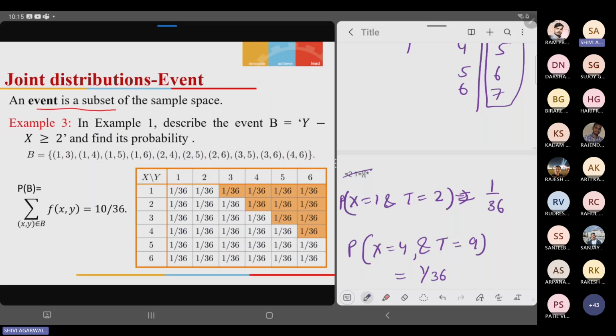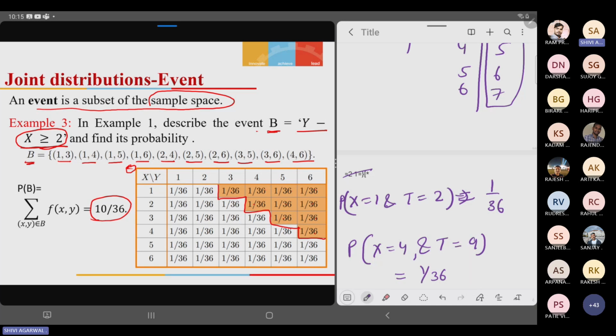So an event is a subset of the sample space, you know very well. In the first example, when we talk about x and y, we define B as the event y minus x greater than or equal to 2. So B is the event here. We are talking about 1,3; 1,4; 1,5; 1,6. Correct? That is more than 2. Y minus x is at least 2. Then 2,4; 2,5; 2,6; 3,5; 3,6; and 4,6. These are the possible values. So in the complete table, these are the values which define the event B. We are just adding 1, 2, 3, 4, 5, 6, 7, 8, 9, 10. So that's why it is 10 by 36.